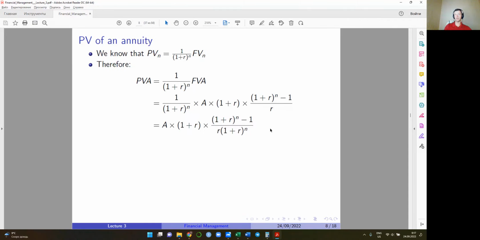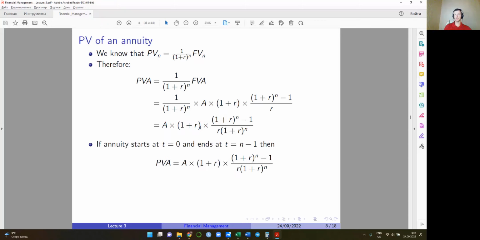Then we make some simplifications. Look, I'm not canceling these two terms. Why? To preserve the same logic as we had for the future value. Now we have some expression here, so we can simplify this expression, but I prefer this form. And here we have this A, the payment of annuity, multiplied by 1 plus R, just to discriminate between annuity due and deferred annuity in the same way.